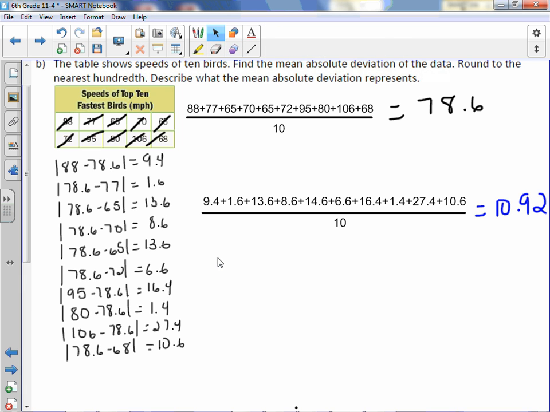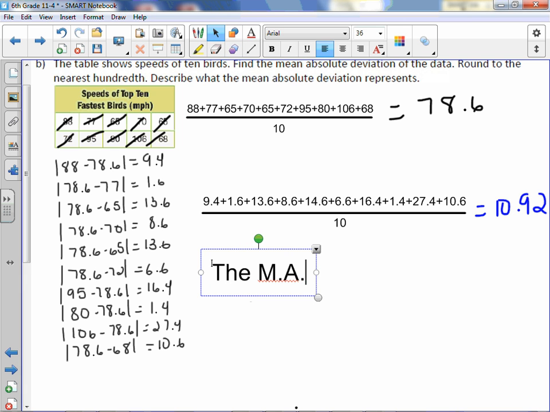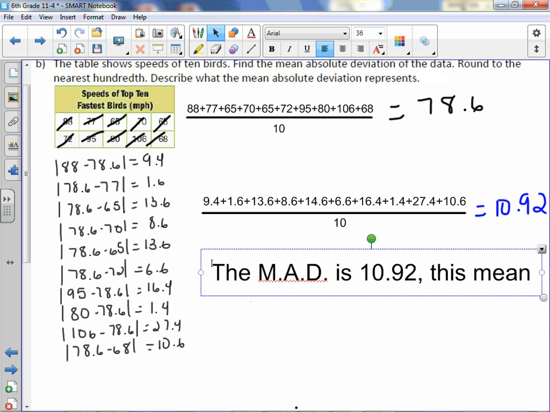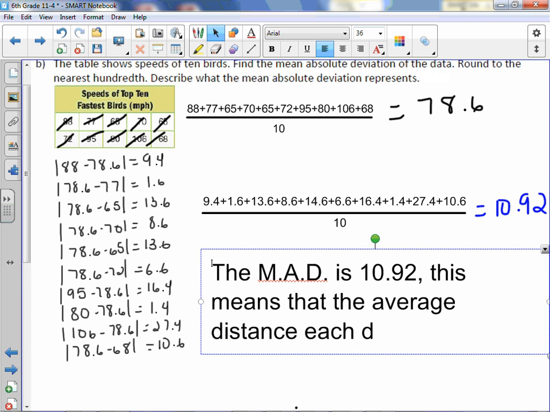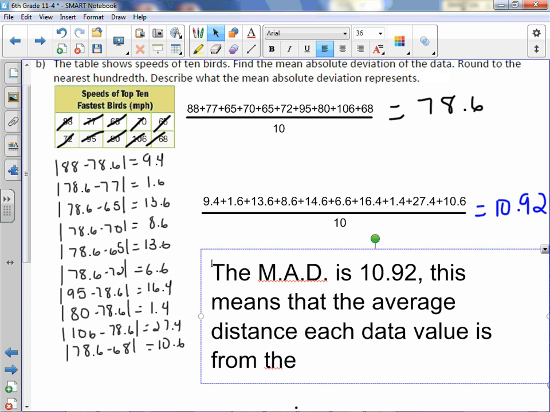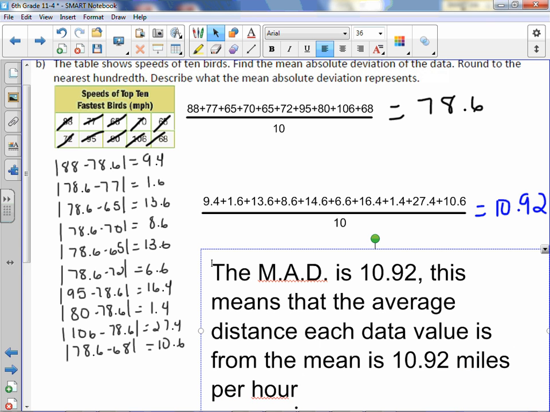And let's just jot down what that means. The mean absolute deviation is 10.92. This means that the average distance each data value is from the mean is 10.92. Again, we're talking about speed, in this case of the fastest birds. So it's in miles per hour.